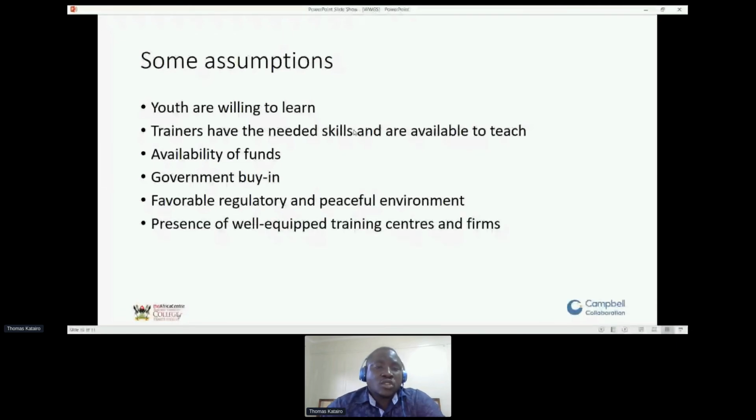Another one is you need to have presence of the well-equipped training centers. So you need to have farms where these youths are going to get the skills. You need to have the training centers where these youths are going to have these skills. So these ones help you in the end to get skills for these youths. Another assumption would be the low attrition rates, because if you have a lot of loss to follow up of the youths, then you may never get your intended outcome.